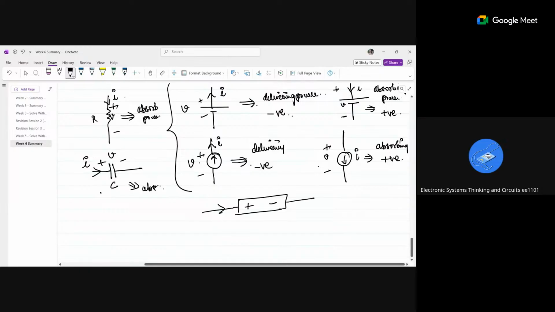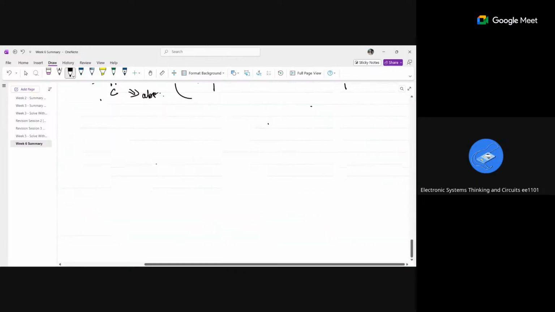See, here the current is entering the positive terminal, right? Here also the current is entering the positive terminal. We call it absorbing. And if the current is entering the negative terminal, like here, see, I is flowing this way, then we call it delivering power. This is just to simply identify whether it is delivering or absorbing. Now we'll come to the VI characteristics.